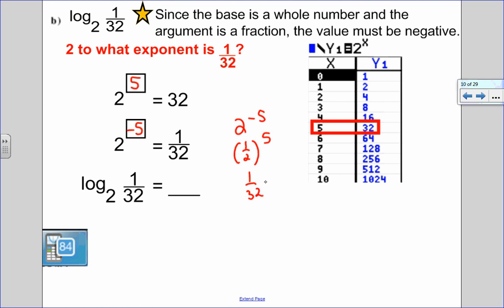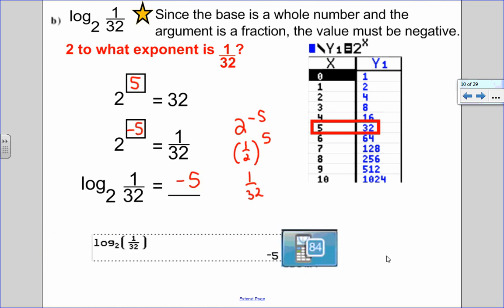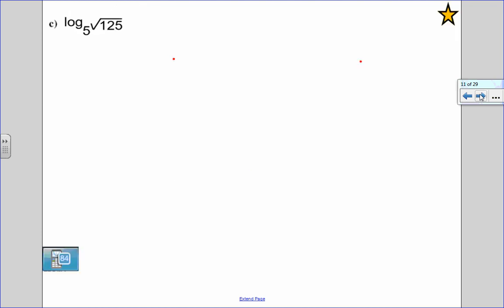and then I would get 1 over 32. So instead of doing all those steps, anytime you have a whole number base and a fraction answer, the exponent will be negative. Vice versa, if you have a fraction base and a whole number answer, the exponent will also be a negative. So this tells me that log base 2 of 1 over 32 is just negative 5. And again, I can put that into my calculator to check to see if it's right. Okay, let's try another one.